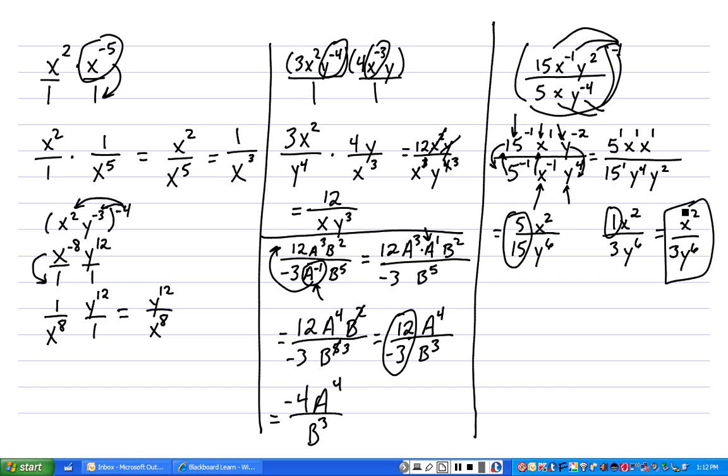Okay, so that was basically multiplication and division as far as dealing with positive and negative or just integer exponents, and how to make them positive and simplify the expressions. Now let's look at how we would deal with these same scenarios if it was addition and subtraction.